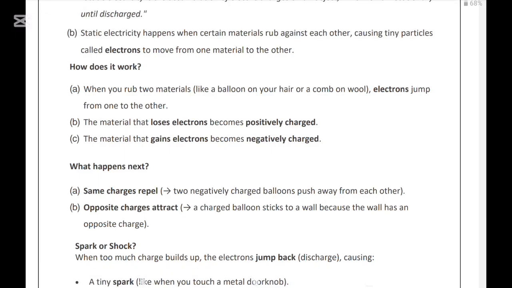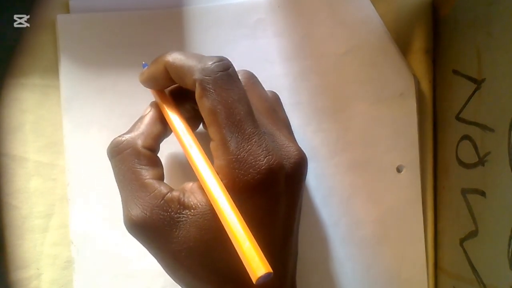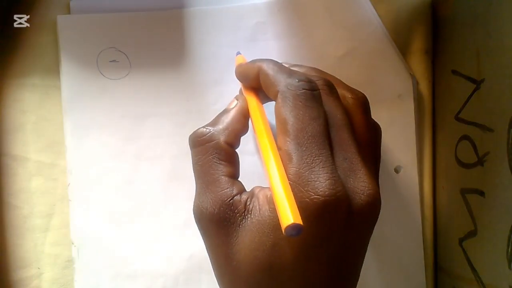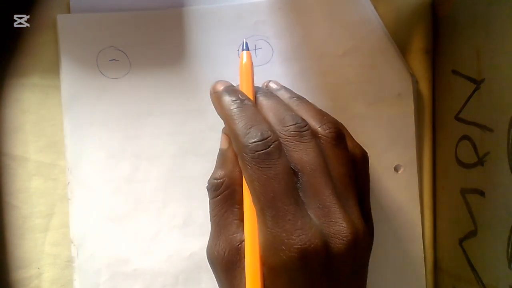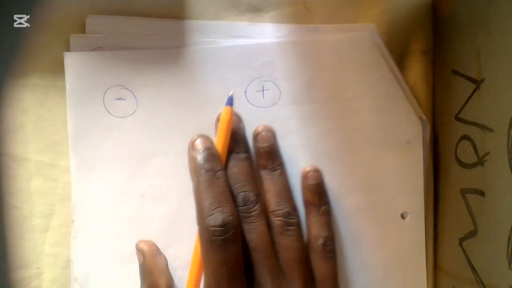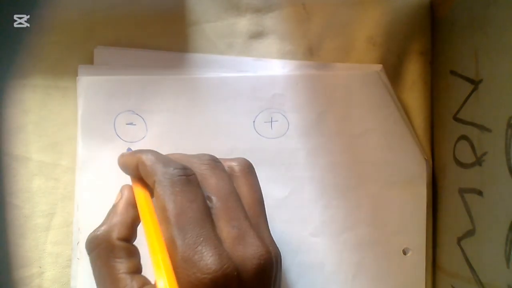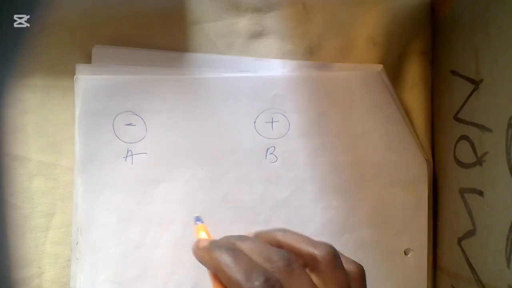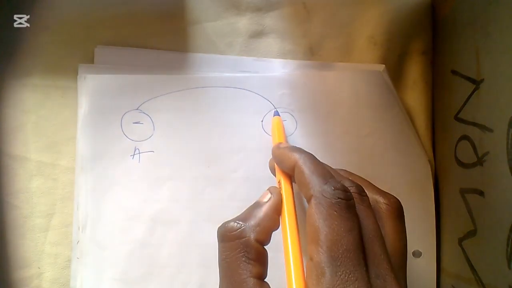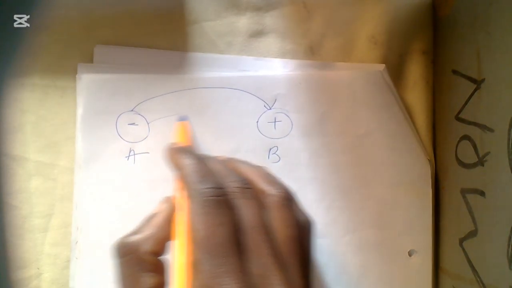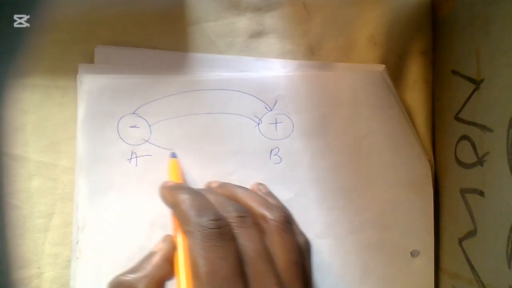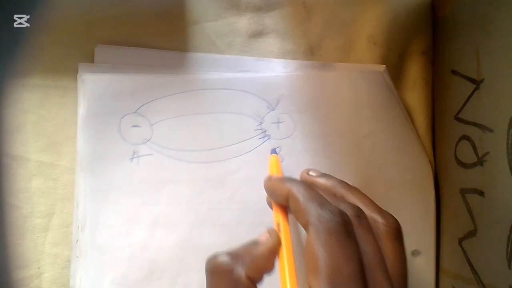Let me try to explain this scenario. This is what is happening. Electrons will move from a negatively charged sphere to a positively charged sphere. Let's say we've got a negatively charged object, object A, and object B. Electrons will move from negative to positive.